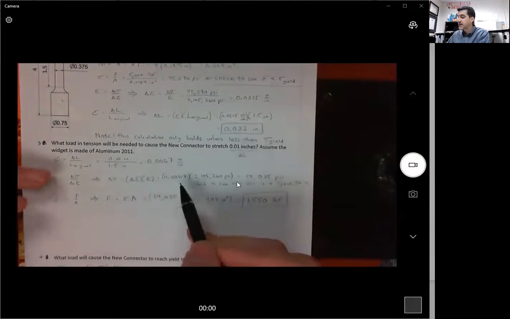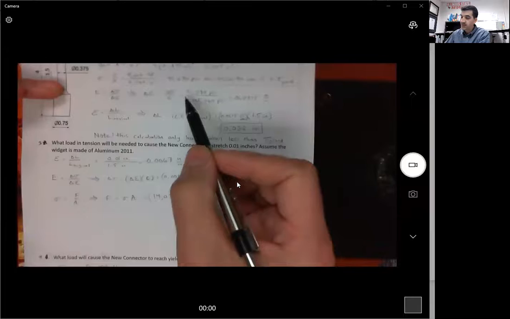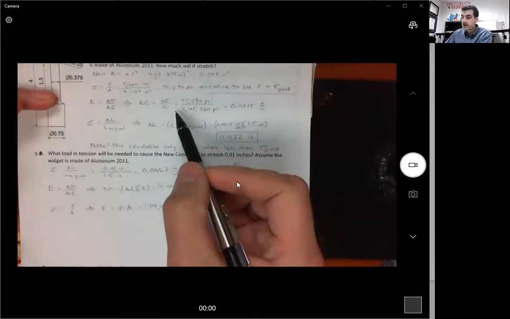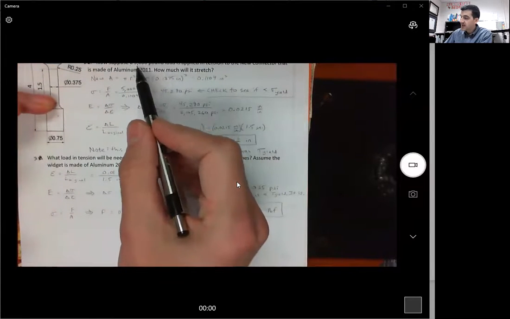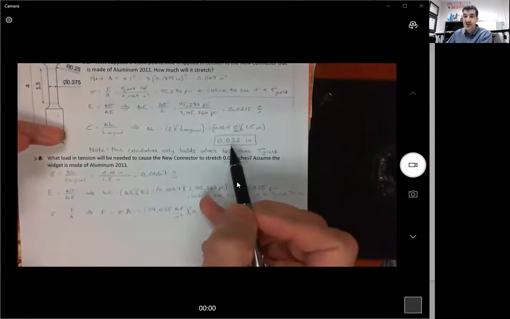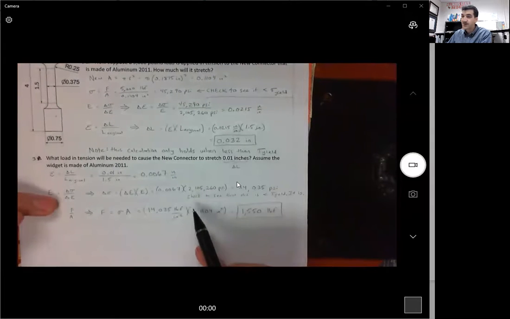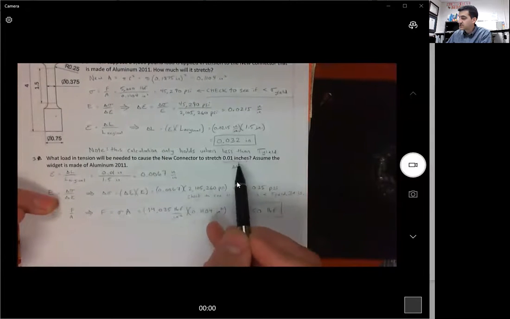So this is kind of like the opposite situation from the previous problem. In the previous problem, we were given a force and we're trying to find how much will it stretch, the change in length. In this one, it's the exact opposite. We're given a change in length and we're trying to find how much force is required to cause that amount of change in length. So we're kind of going to go backwards here.